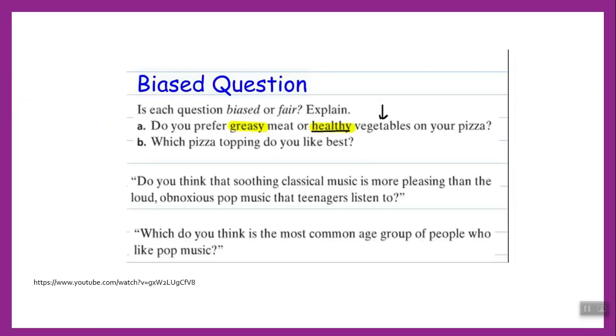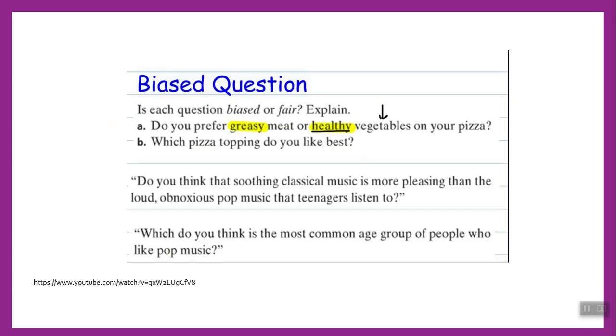Here are other biased questions. Do you prefer greasy meat or healthy vegetables on your pizza? Well, greasy meat is a negative description. Healthy vegetables is a positive description. Do you think that soothing classical music is more pleasing than the loud, obnoxious pop music that teenagers listen to? So, of course, these are extreme examples, right? But I mean, they're obvious like this to prove a point.